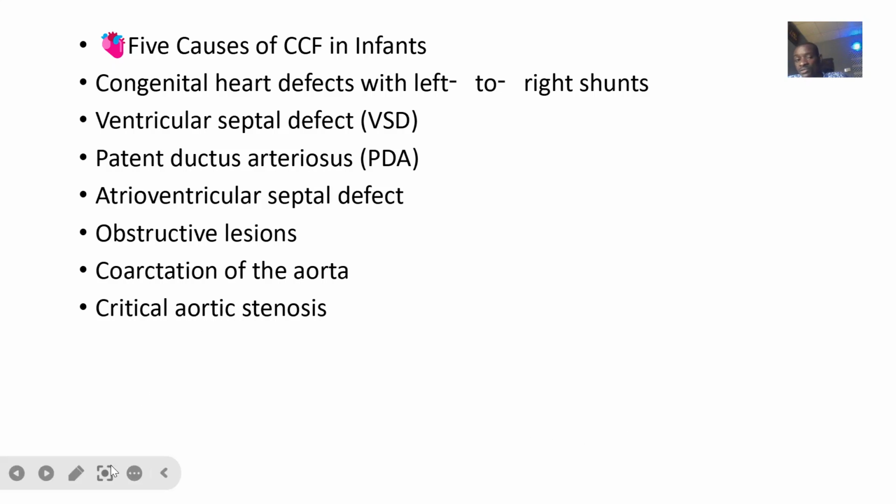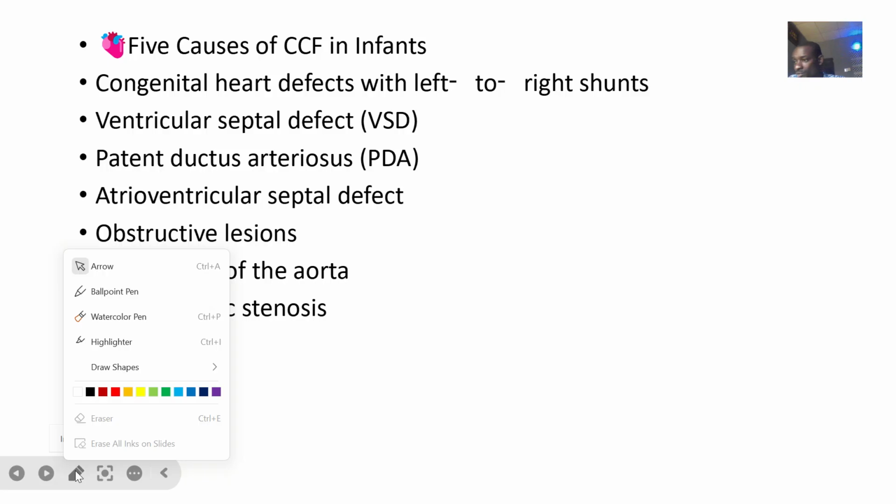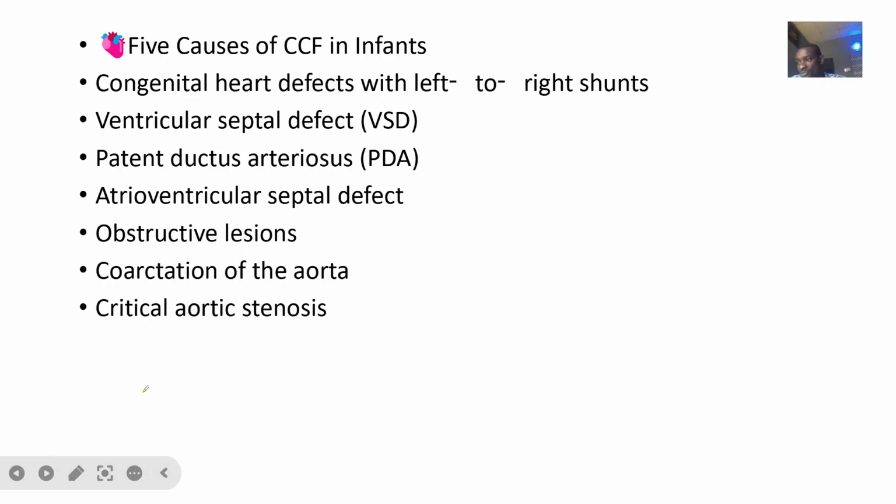The ventricular septal defects. We have the patent ductus arteriosus. All these are congenital heart defects, right? Then we have the atrioventricular septal defects. We have obstructive lesions. We have coarctation of the aorta. We have aortic stenosis. Okay, so this is even 6. Everything I listed here was basically classified under what? Left to right shunts. I'm giving you guys many.